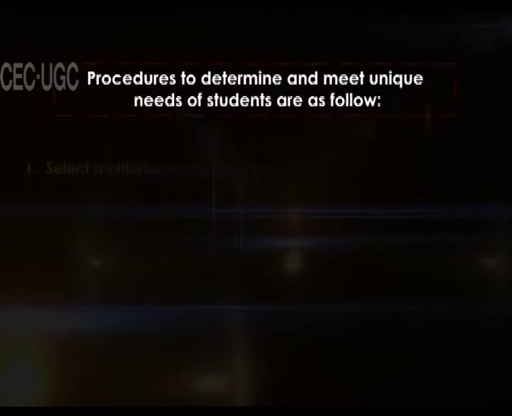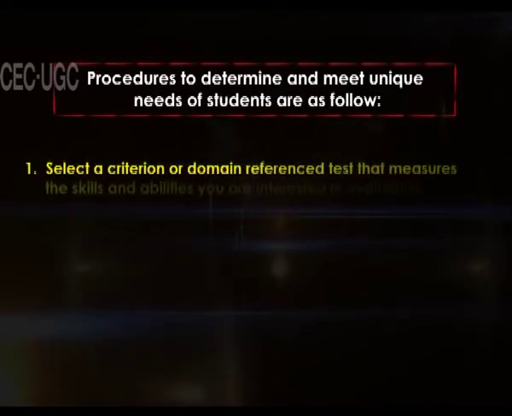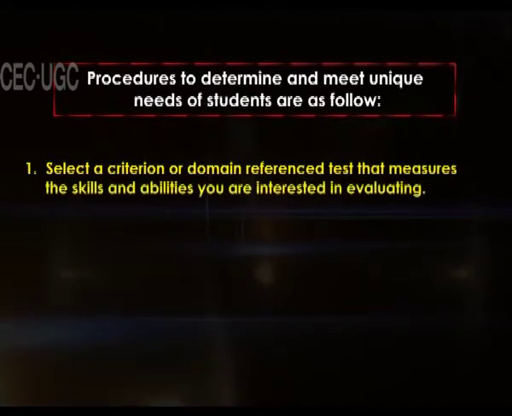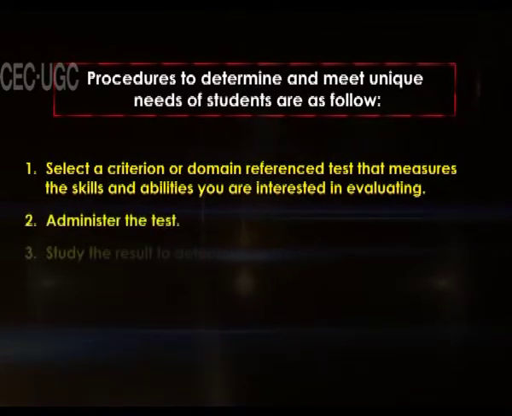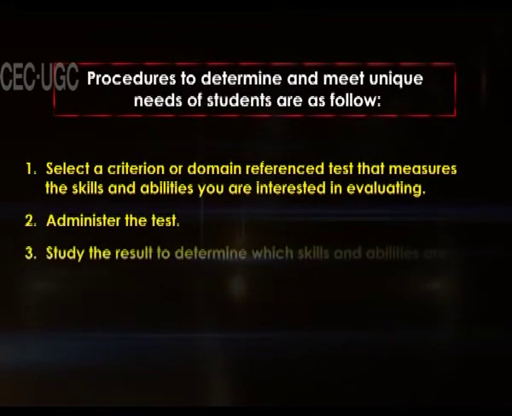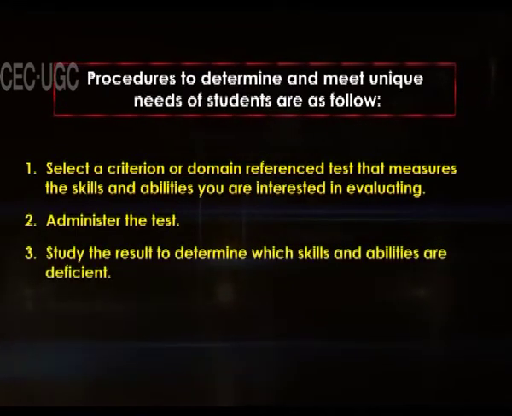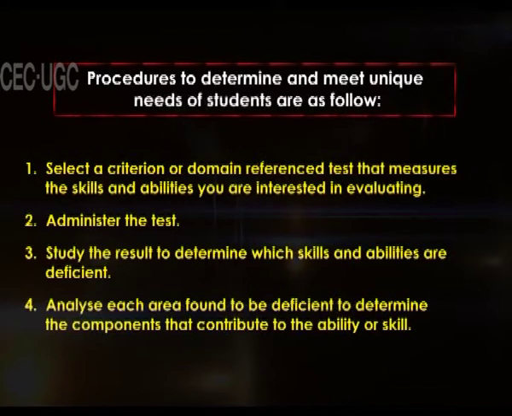Number 1. Select a criterion or domain referenced test that measures the skill and ability you are interested in evaluating. Number 2. Administer that test. Number 3. Study the results to determine which skills and abilities are deficient. Number 4. Analyze each area found to be deficient to determine the components that contribute to the ability or skill.